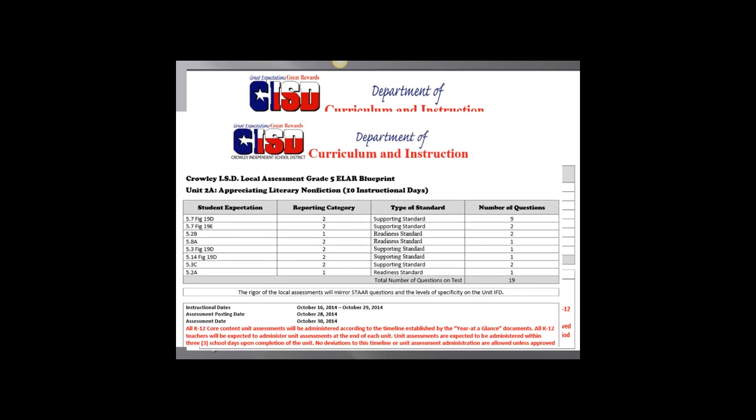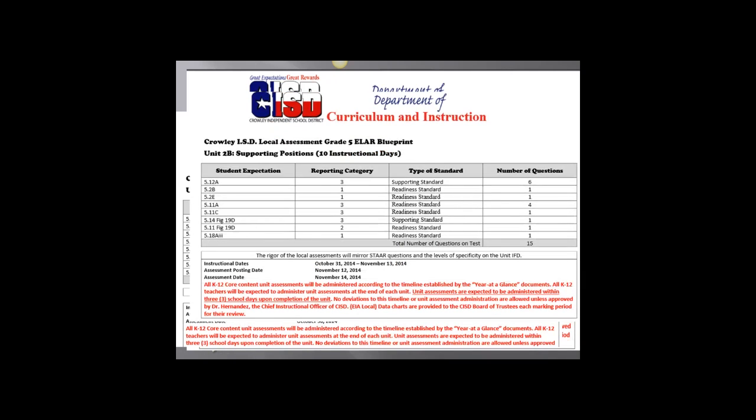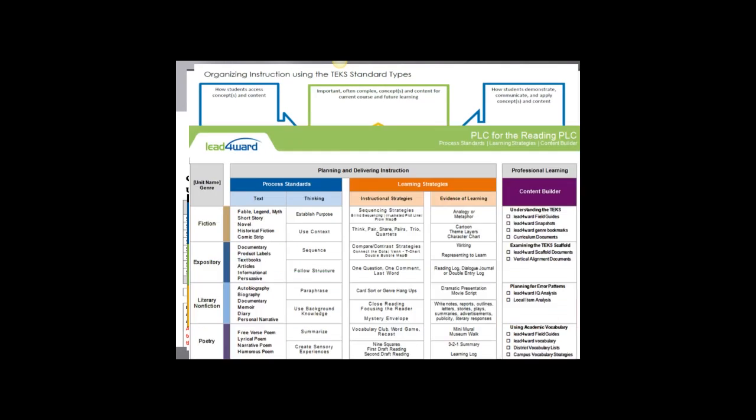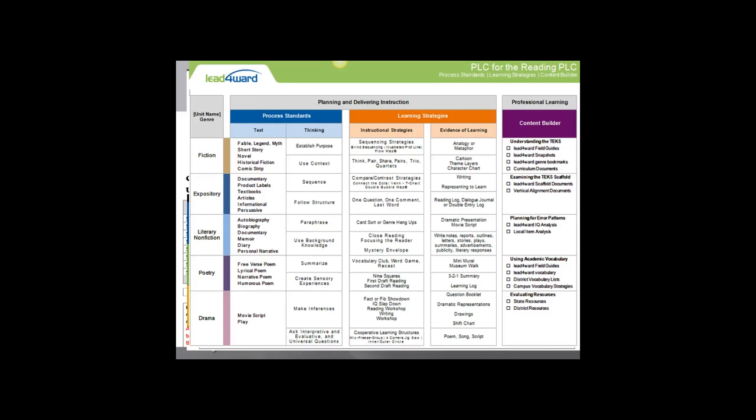For 2A, Appreciating Literary Nonfiction, there are 10 instructional days, October 16th through October 29th. The posting date is October 28th, and the assessment should be administered by October 30th. Unit 2B also has 10 instructional days. That is over supporting positions or persuasive text. The instructional days are October 31st through November 13th. The assessment posting date is November 12th, and the assessment should be administered during the third 6 weeks by November 14th. Also, for the curriculum preview, you'll need your Content Builder, your PLC for the Reading PLC document.